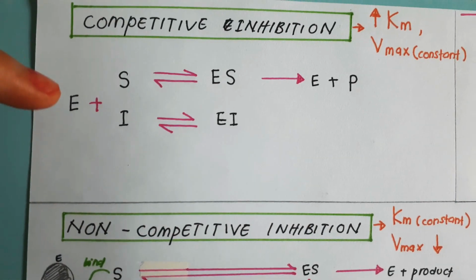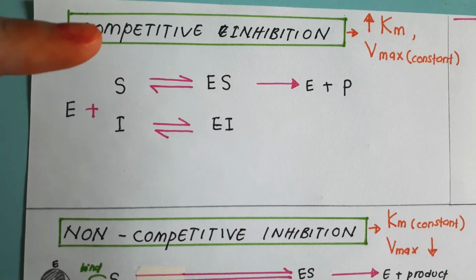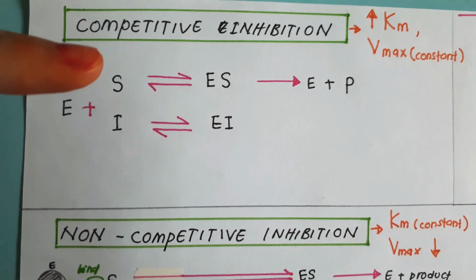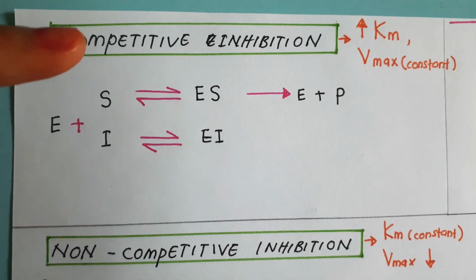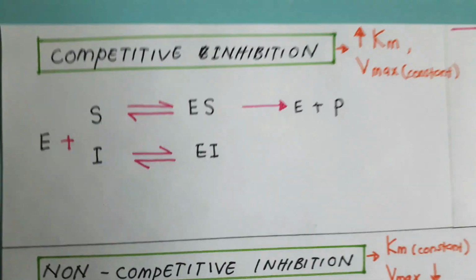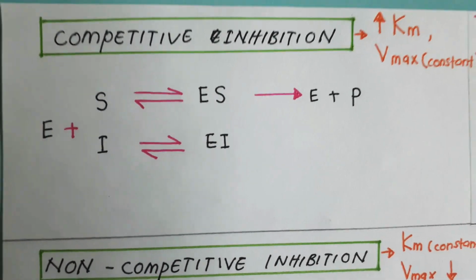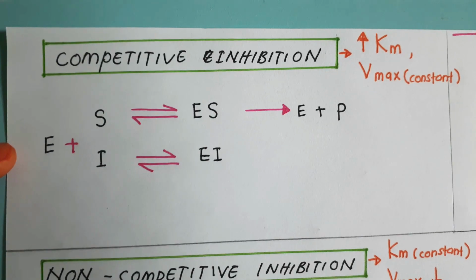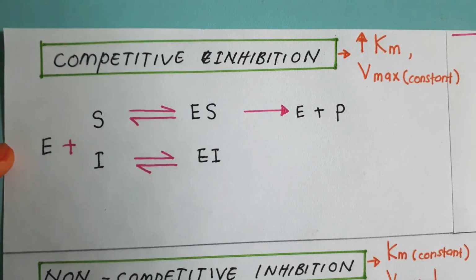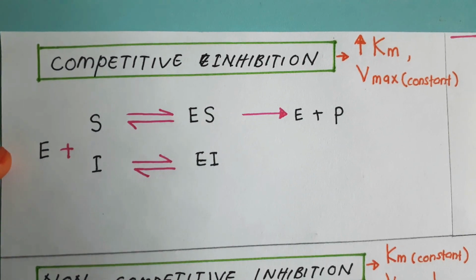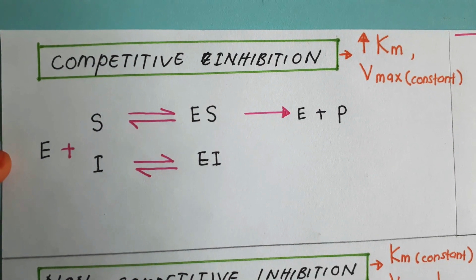If the enzyme binds with the substrate, it will form an enzyme substrate complex. Then it will produce enzyme with the product. But if the enzyme binds with the inhibitor, it will form an enzyme inhibitor complex with no product formed.